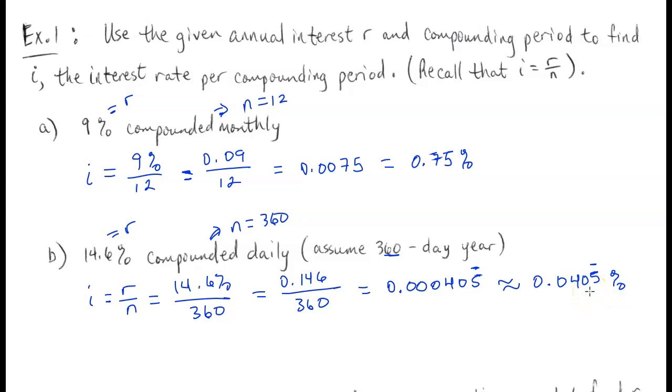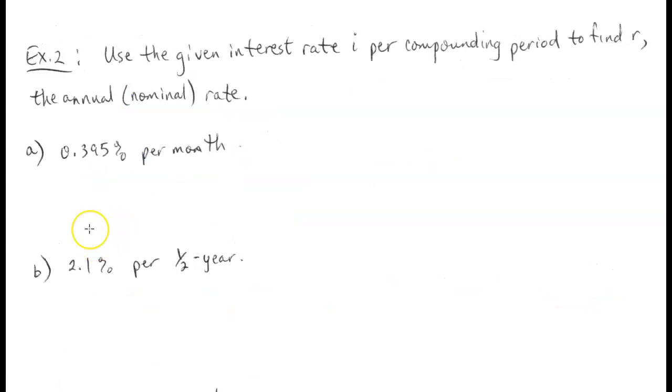And so if we wanted to truncate after the first two decimal places here, normally people would say, all right, well, you basically have an interest rate per compounding period of about 0.04%. Okay, but I'm going to keep it exact here. All right, so let's move on to our next examples.